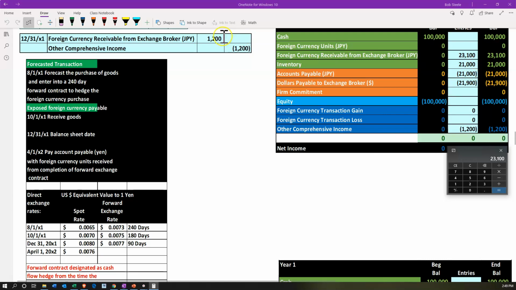And we can also calculate that 1,200 another way, which could be useful to know, which is 0.0077 minus the 0.0073 times the 3 million.